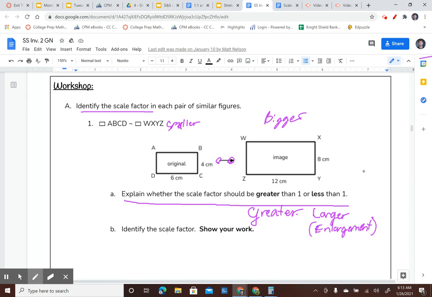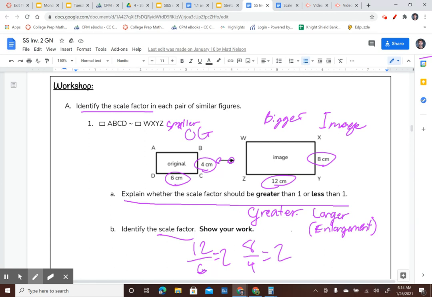And then identifying the scale factor, we're going from 6 to 12, so I'm going to write it as 12 over 6. And we're going from 4 to 8, so I'm going to write it as 8 over 4, right? Our image over our original. So both of these would reduce to 2. So our scale factor would be 2. We multiply by 2.